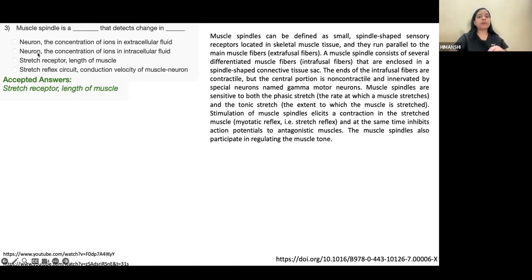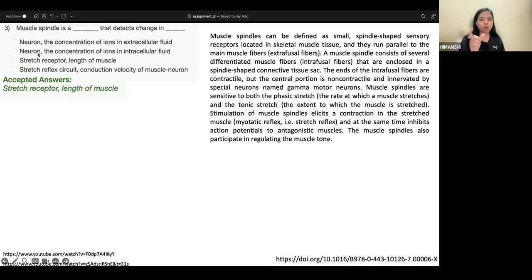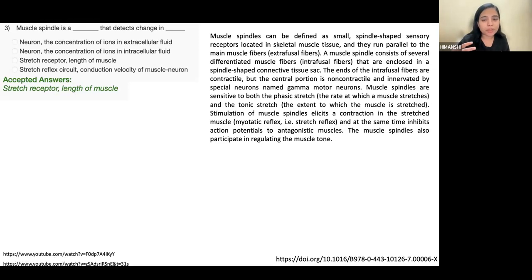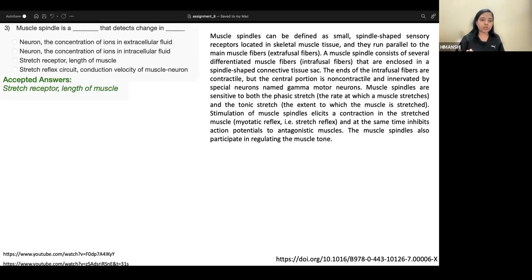So what does muscle spindle mean? We'll see a short video, and I have given this reference also, which very nicely explains the structure, function, and the physiological importance of muscle spindle. If you have time and if you're interested, you can always go back to these references, which I often mention in my slides.